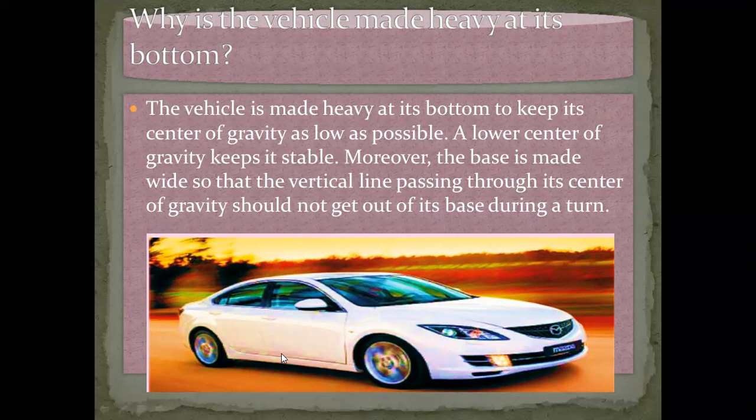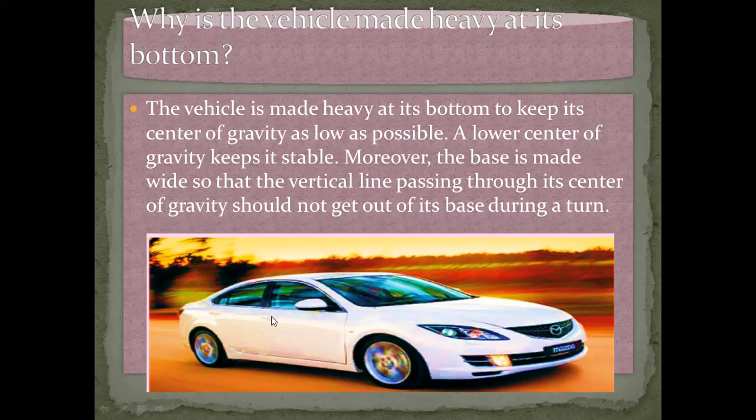You have seen a double-decker bus, and here you have seen that the center of gravity is not lowered, and at high speed there is a chance of toppling over that double-decker bus. So why is the vehicle made heavy at its bottom? To lower the center of gravity.